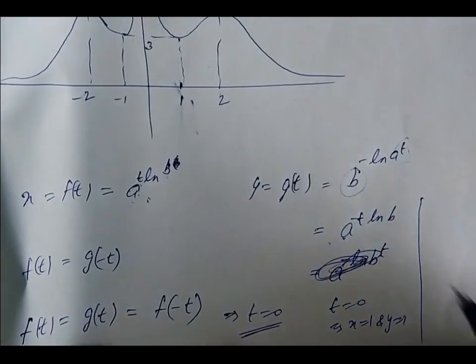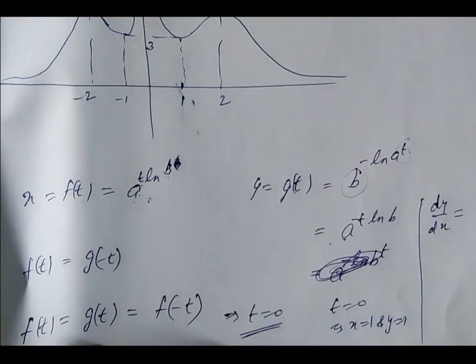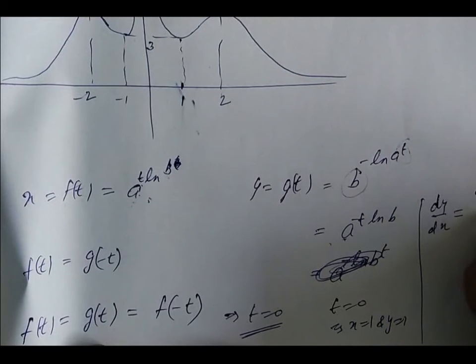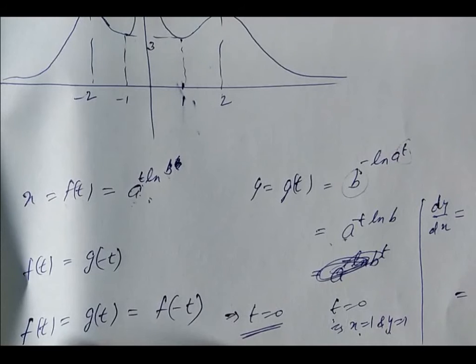Okay, so dy by dx is equal to dy by dt upon dx by dt. You can simplify this and put the value of t, x and 1 to calculate the value of dy by dx. Okay, and once you calculate the value of dy by dx, you can calculate double differentiation at x is equal to 1. Okay, moving to next question, question number 23.